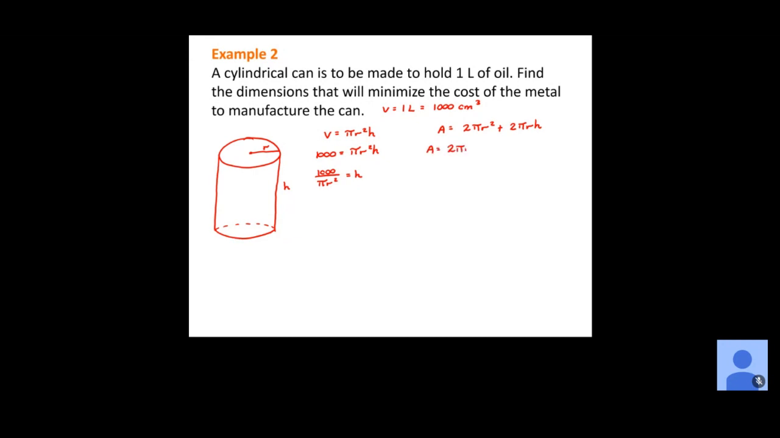That way we have everything in terms of r. So this is still going to be 2 pi r squared, but now this becomes 2 pi r times 1,000 over pi r squared. All right, now before we take our derivative, let's see if we can simplify this a little bit. So again, the first term here is definitely 2 pi r squared. Can't do anything with that. If we simplify this over here, though, what's that going to give us?